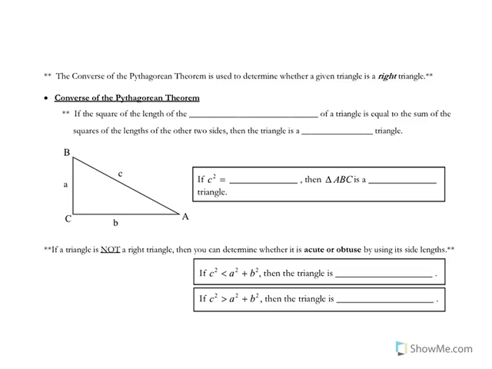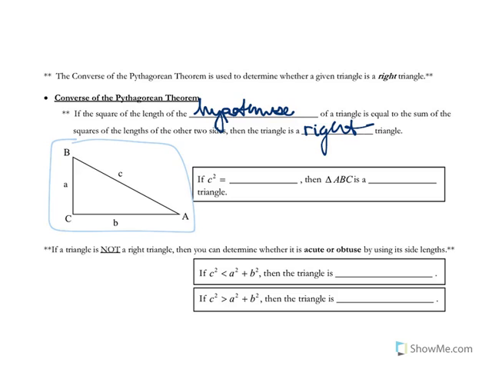If the square of the length of the hypotenuse, that says hypotenuse, I promise, is equal to the sum of the squares of the lengths of the other two sides, then the triangle is a right triangle. So essentially, if the Pythagorean theorem is true, then it's a right triangle. So if we look at this picture right here, it's saying that if c squared is equal to a squared plus b squared, then that triangle is a right triangle.